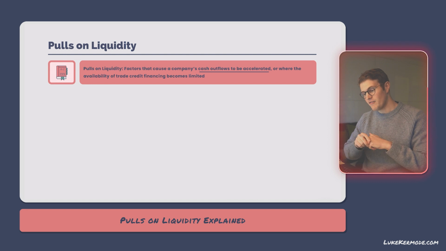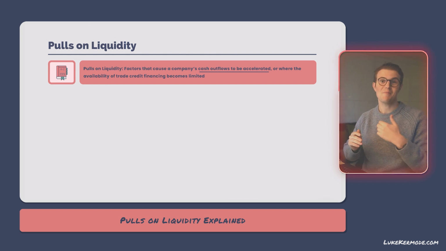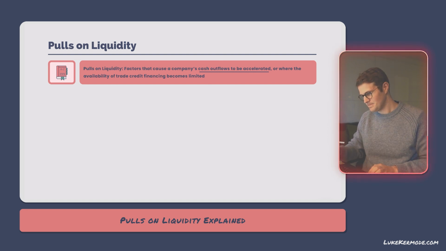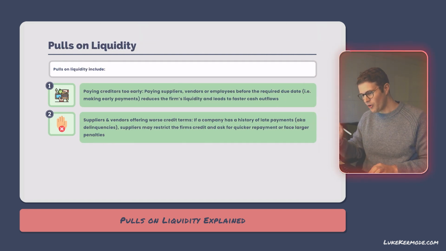It's also where the availability of trade credit financing becomes limited. So when it's difficult to receive short-term funding and financing from a company's suppliers or their vendors, that's another factor that we'll look at, which all feeds into a pull or a drain on a company's liquidity. So there are four factors.